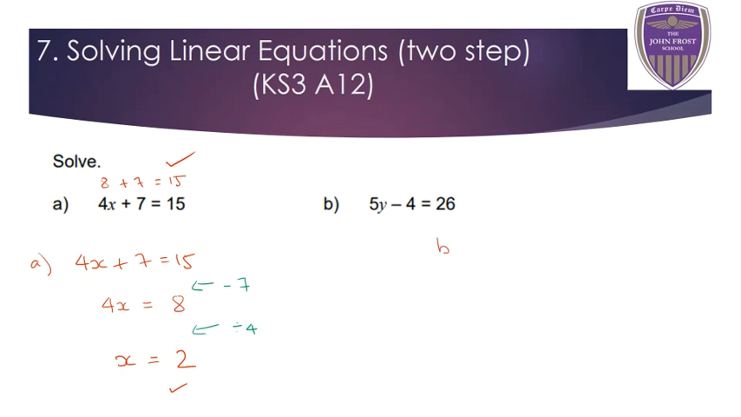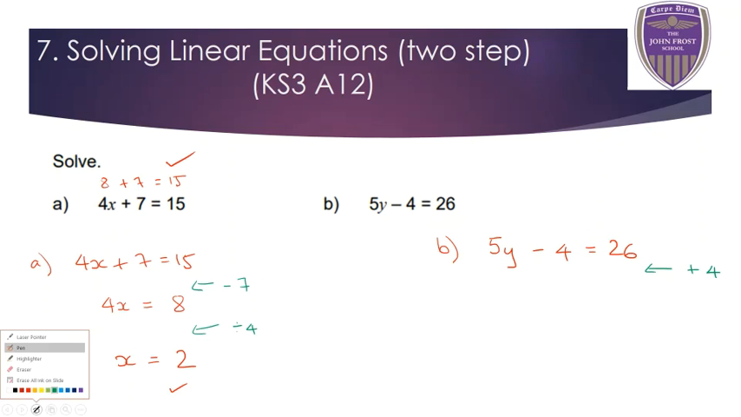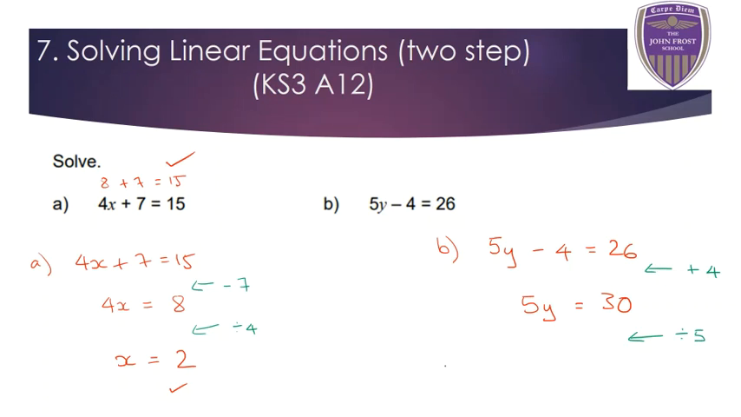Okay. Right, same thing for question B then. So I'm just going to rewrite it. 5y minus 4 equals 26. So remember, always start with either the plus or the minus in the question. So this minus 4 here, we know the opposite is to add 4. Okay. So we're going to add 4 on to both sides. So we get 5y equals 26 plus 4, which is 30, isn't it? And then from there, 5 times by something equals 30. Well, the opposite of timesing by 5 is to divide by 5.